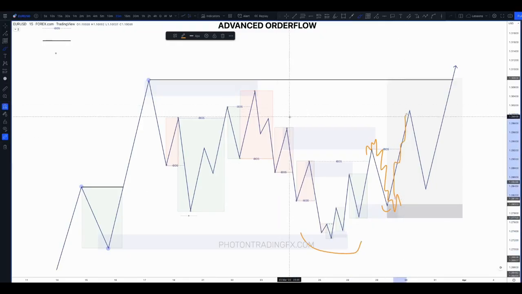And then that could come into another supply zone up here, right? It'll mitigate that. All right, and then that would shift bearish. And then you might want to play that movement back down into what? Back down into the next demand range.